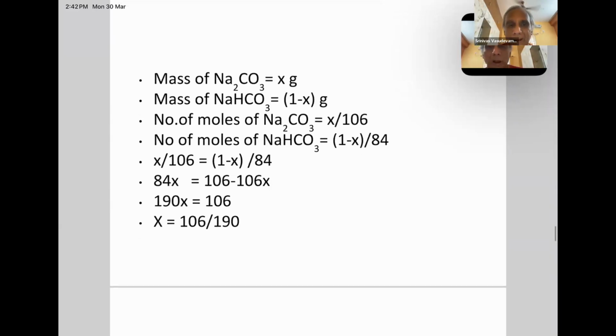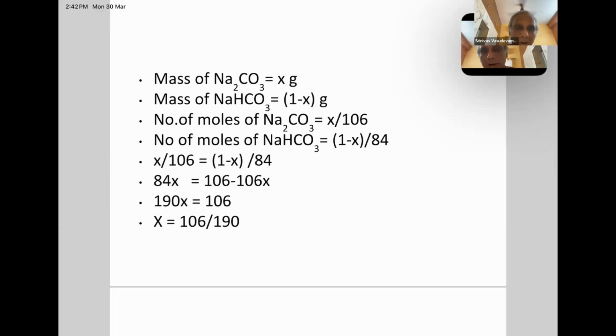Mass of sodium carbonate x gram, mass of sodium bicarbonate 1 minus x gram. Number of moles of sodium carbonate, mass by molecular mass, x by 106. Number of moles of sodium bicarbonate, 1 minus x by 84. Number of moles are the same, so I can write it as x by 106 equal to 1 minus x by 84. Using this equation, I can find out x here.